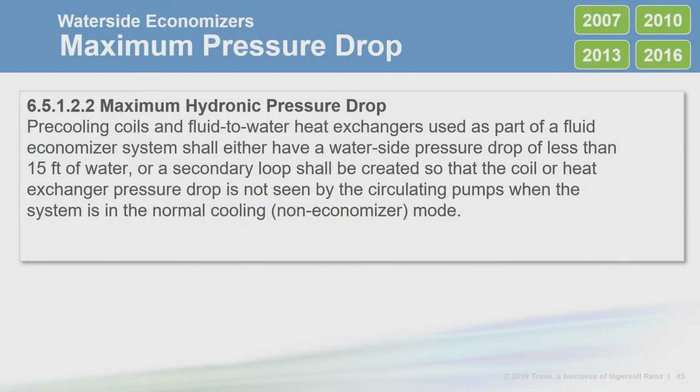All 4 versions have a maximum pressure drop requirement for the heat exchangers that are used. They require the hydronic pressure drop to not exceed 15 feet of water. If this cannot be achieved, the standard requires a secondary loop to isolate the water economizer system from the chilled water loop. Now let's move on to why you would put in a waterside rather than an airside economizer.